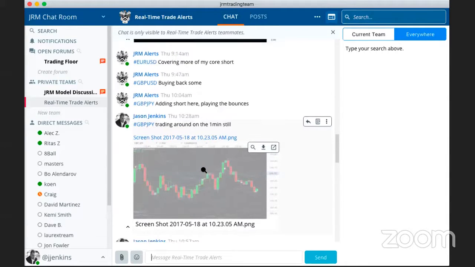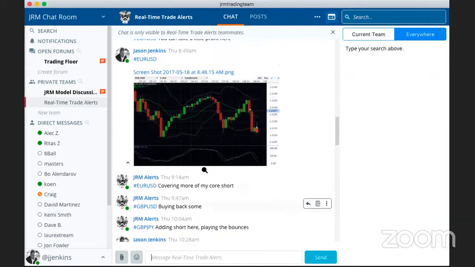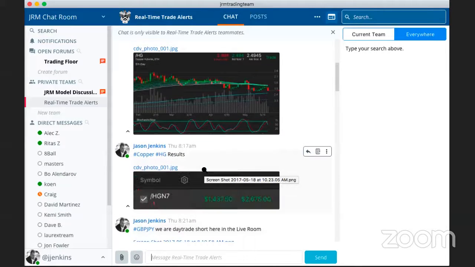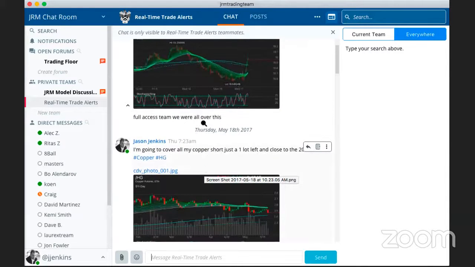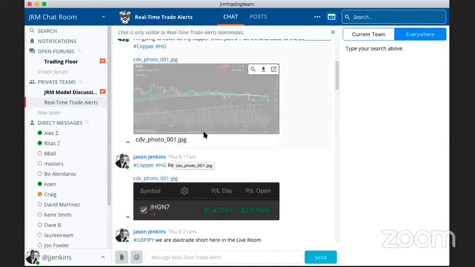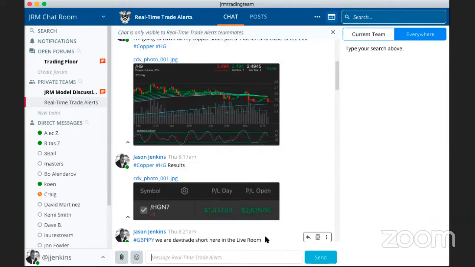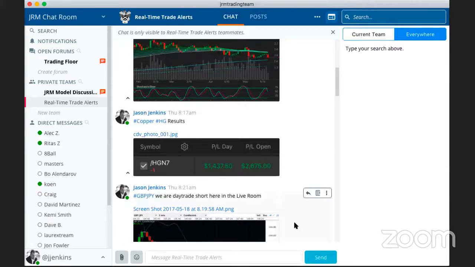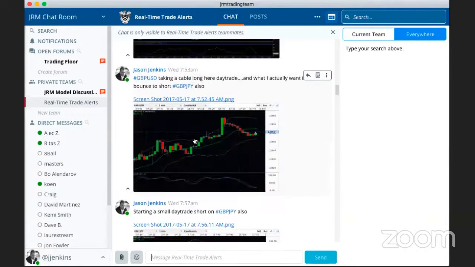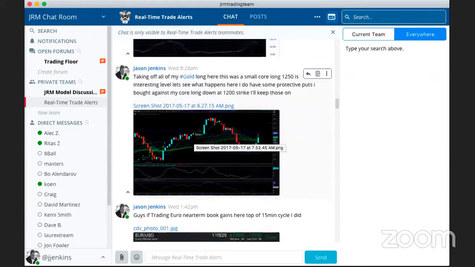But then we're constantly talking about our core position or swing trades. And then all those alerts go into this room. So you can pay just to have the alerts if you just want to see what our model's spitting back. I mean, this is me covering my core short on copper. I've had that for a while. I post in the room what my futures P&L was on that particular account. Here's some modeling we were doing on, so you guys get the picture.